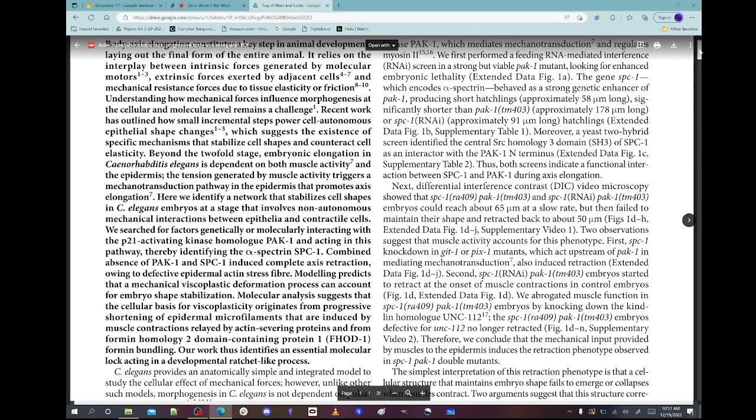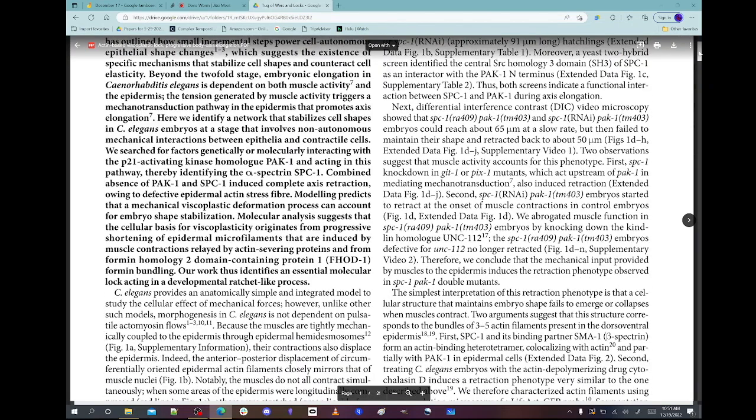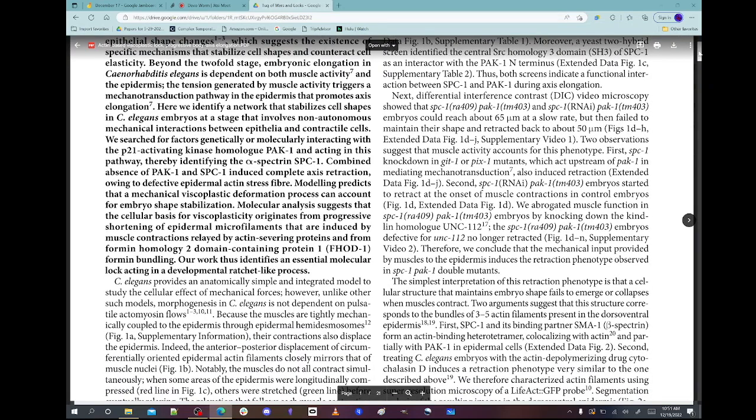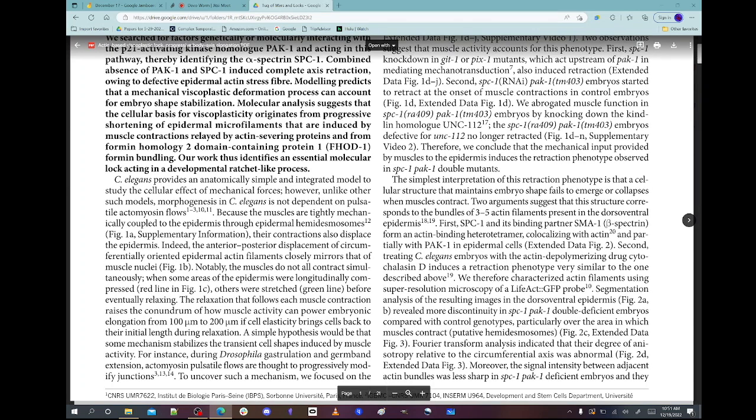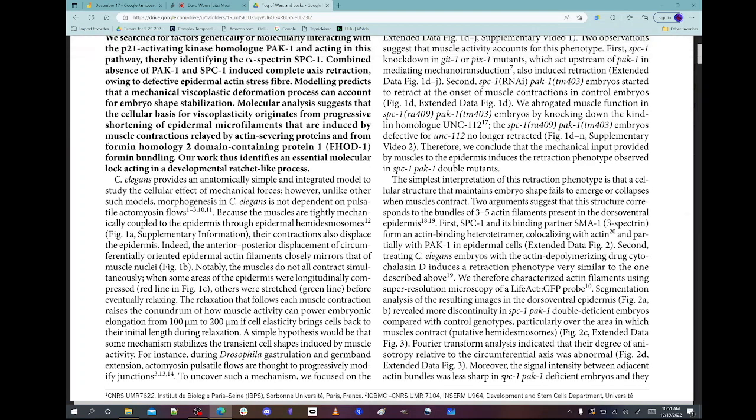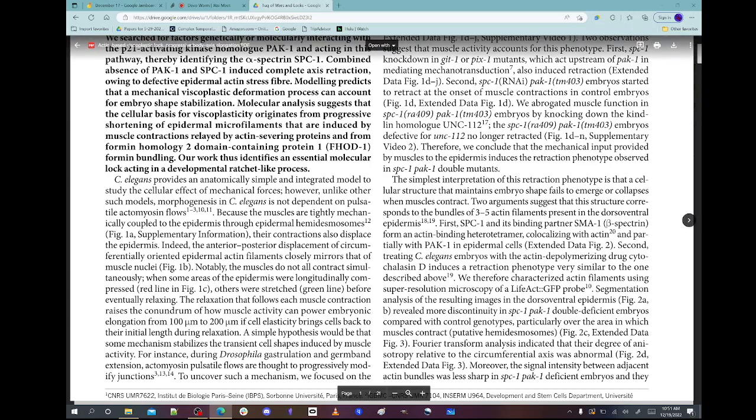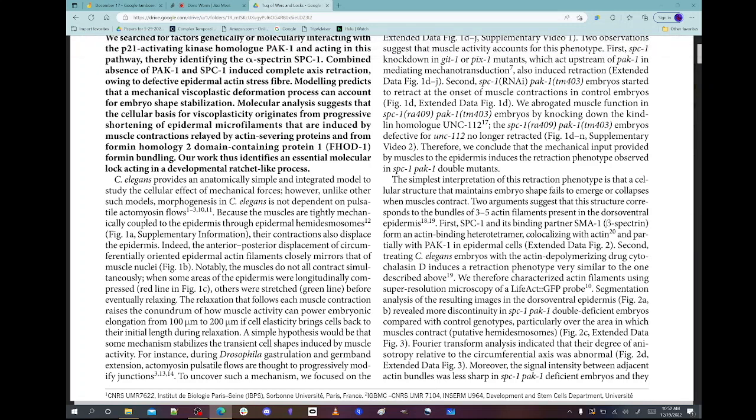So this is done in C. elegans. We just showed the different stages of the embryo and how these things are unfolding. These are the needs for forces to elongate the embryo and to contribute to changes in shape. So there's this retraction phenotype. We conclude that mechanical input provided by muscles to the epidermis induces the retraction phenotype observed in SPC1 PAK1 double mutants.